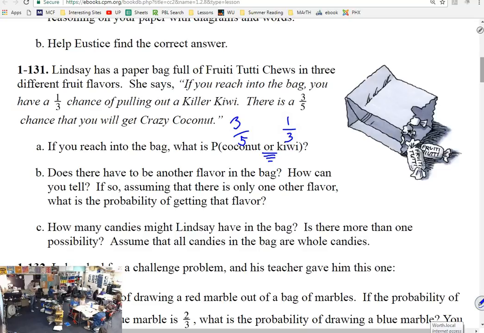You don't need percentages. Well, it depends. If there's 30 in the bag, you get to do. Yeah, that's what I'm saying. All you have to do is that.